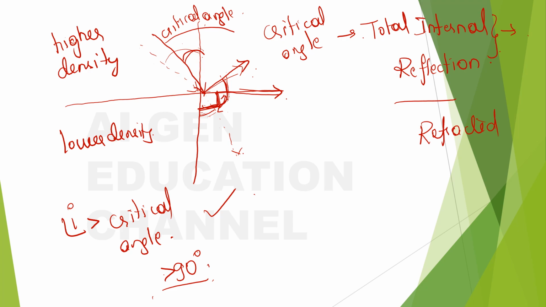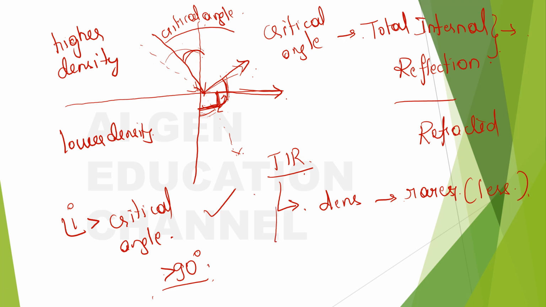So what are the key conditions of total internal reflection? We have understood the concept of total internal reflection. And what are the conditions? The key conditions would be that the light must travel from denser to rarer. Rarer means less dense medium. This is the higher density medium and this is the lesser density medium. So always the light should travel from the higher density medium to the less dense medium.